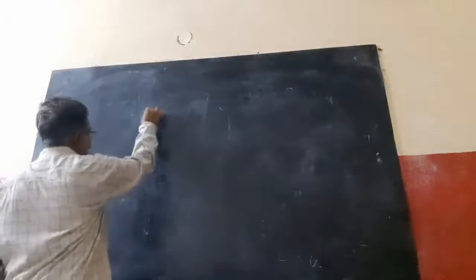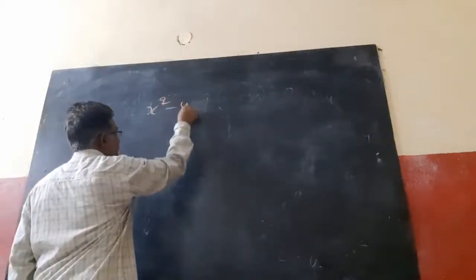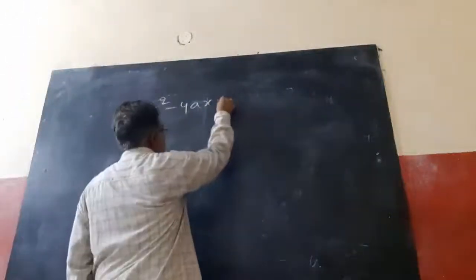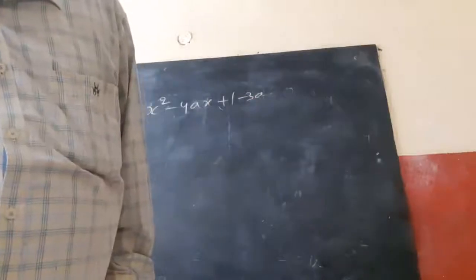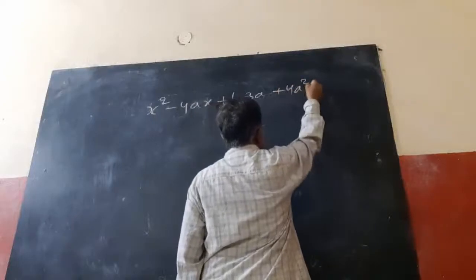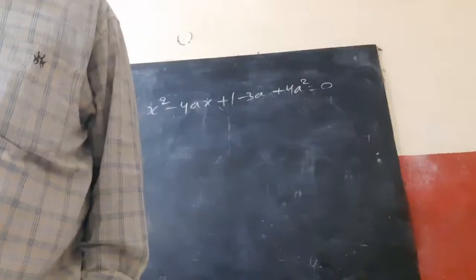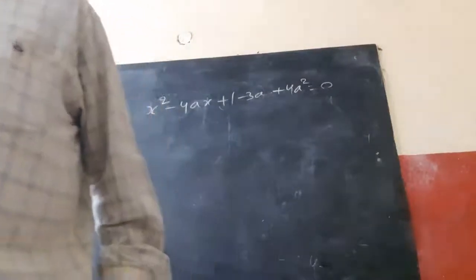Now next question, a 2019 question. If both the roots of the equation x square minus 4ax plus 1 minus 3a plus 4a square equal to 0 exceed 1, then a lies in the interval dash.